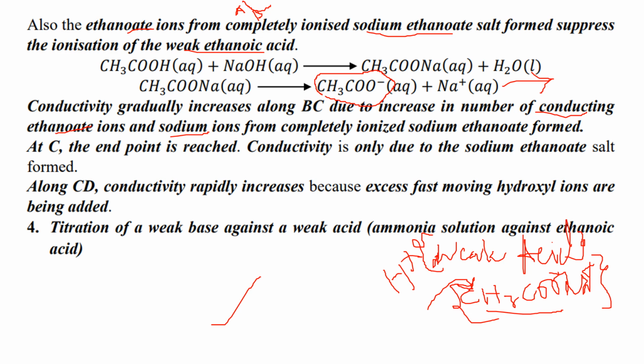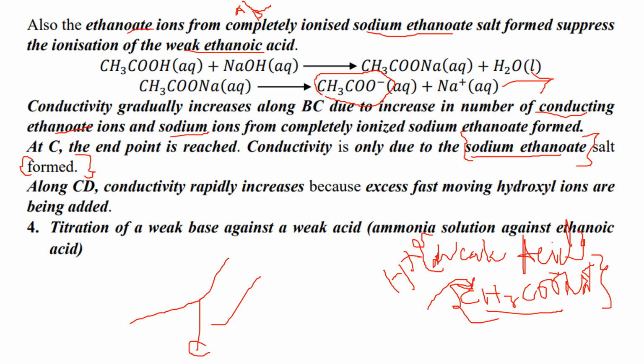Now we reach point C, where we had our endpoint. Point C is our endpoint, and we say that at the endpoint is where all the acid has been completely neutralized, forming a salt. So at the endpoint it is always the ions from the salt that are responsible for the conductivity at that point. When the endpoint is reached, all the acid has been neutralized, and we only have our salt, which is sodium ethanoate. So it is this salt, sodium ethanoate, that ionizes to give us sodium ions and ethanoate ions that are fully responsible for the conductivity in that solution at that given moment.